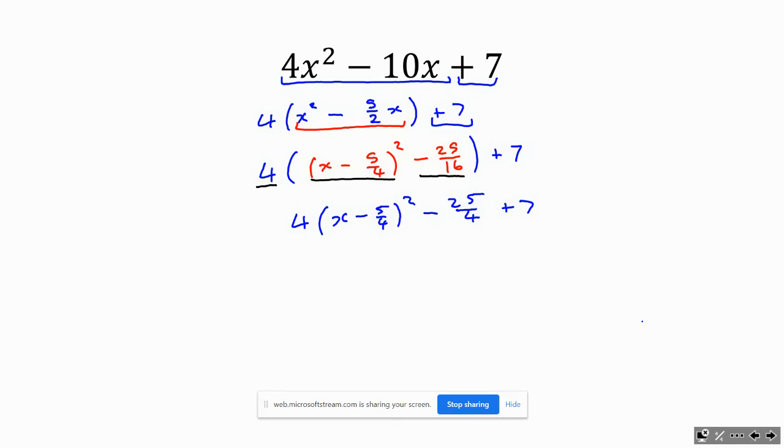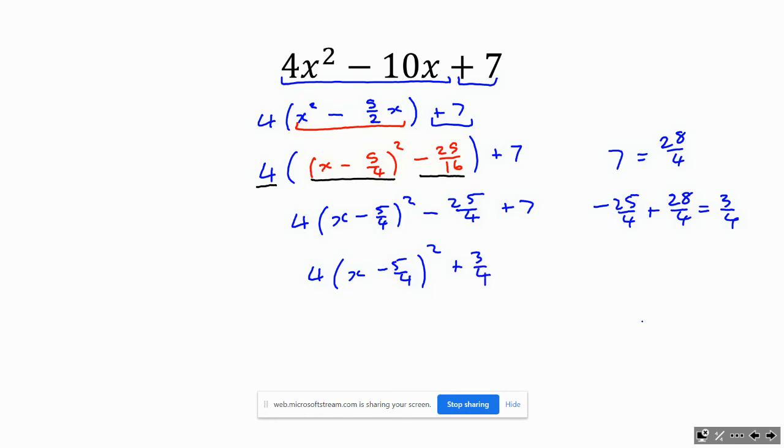Now the plus 7 we can write as 28 over 4, which might make things a little bit easier because you've got minus 25 over 4 plus 28 over 4. So what we have here is 4 bracket x take away 5 over 4 squared, and then minus 25 over 4 plus 28 over 4 is 3 over 4. So we end up with plus 3/4 at the end. And then we're done. And this is as difficult as completing the square gets at GCSE.